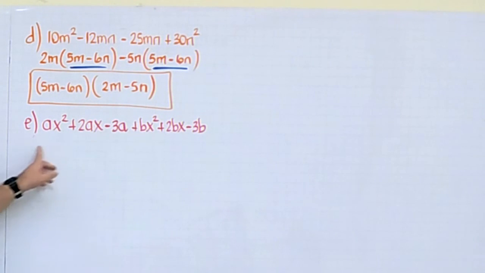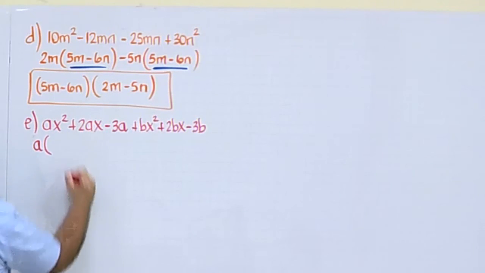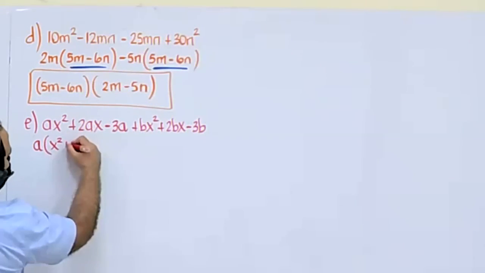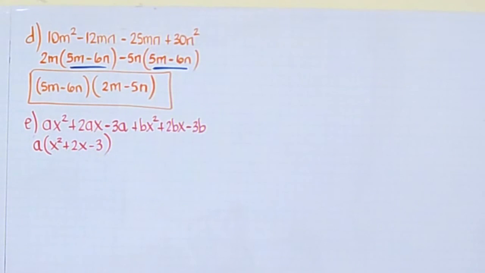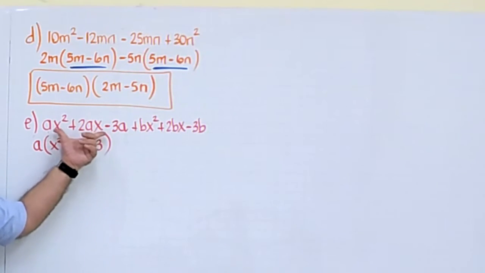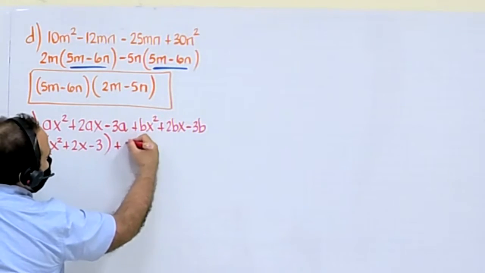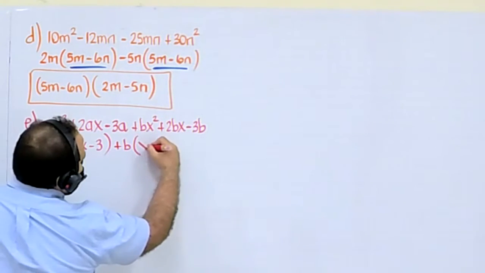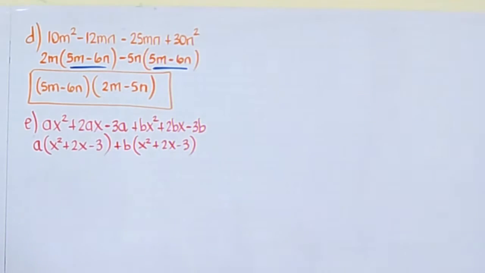For example, in the first three terms, obviously, the common factor will be the letter A, right? And we got x squared plus 2x minus 3, right? Because remember, every part of the equation must be divided by the letter A. On the other hand, it will be the same as 1A, right? And by the other hand, we obtain B, and we got x squared plus 2x minus 3. Yes or no? Yes.